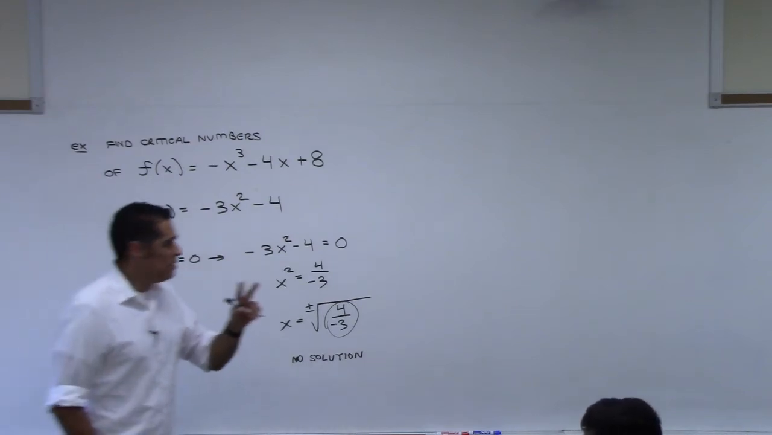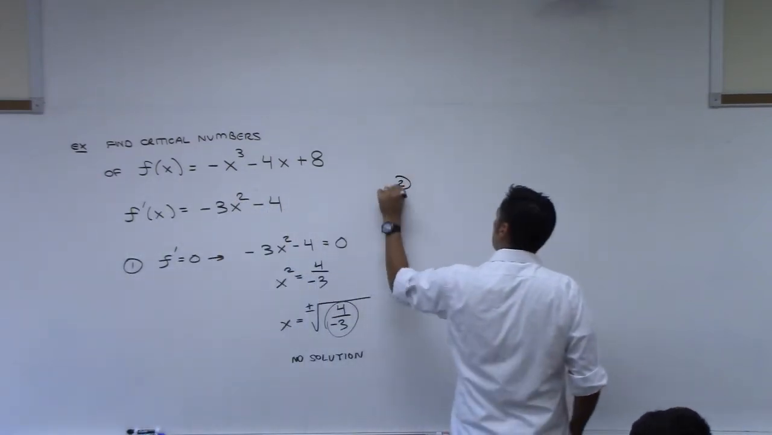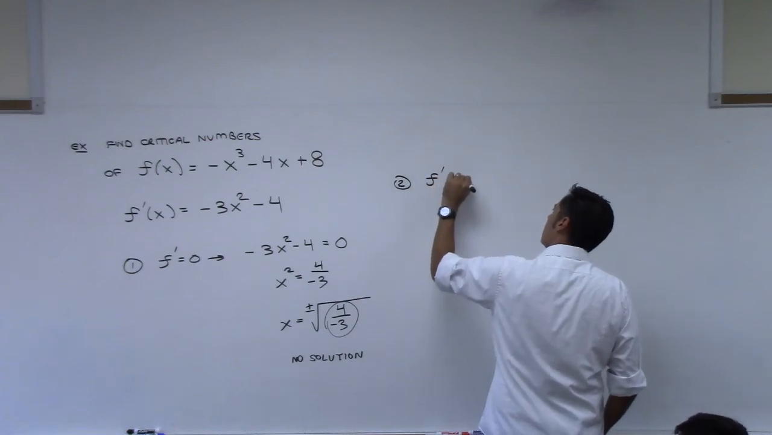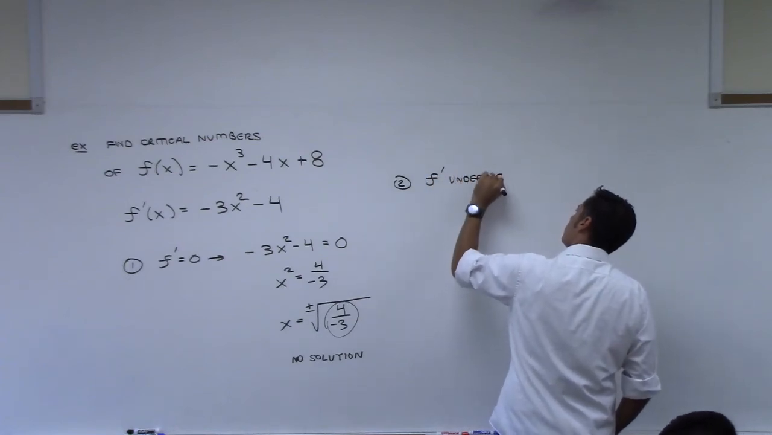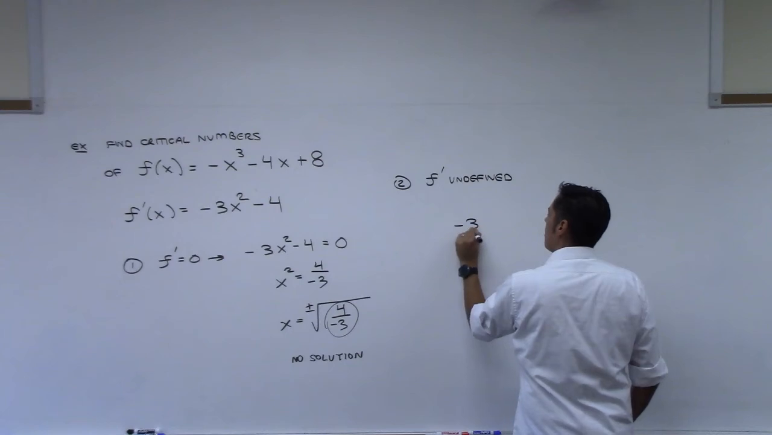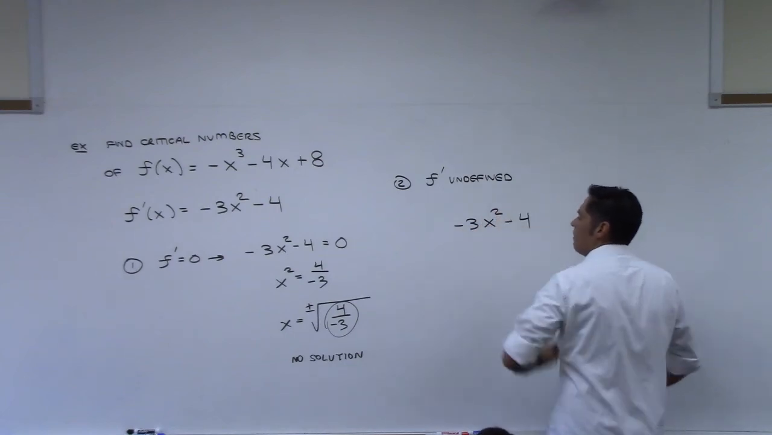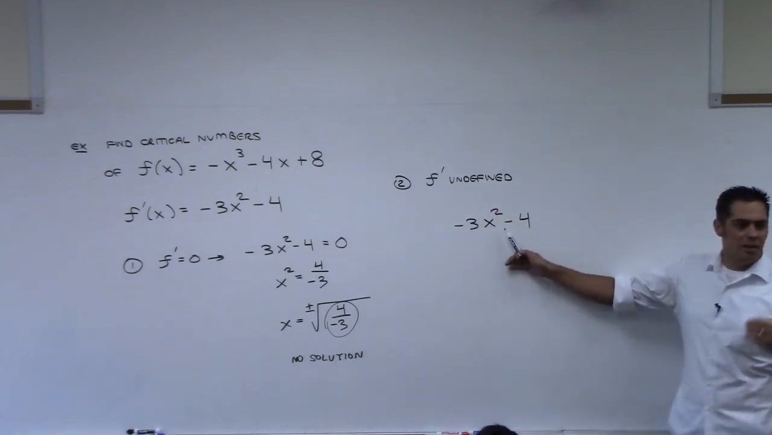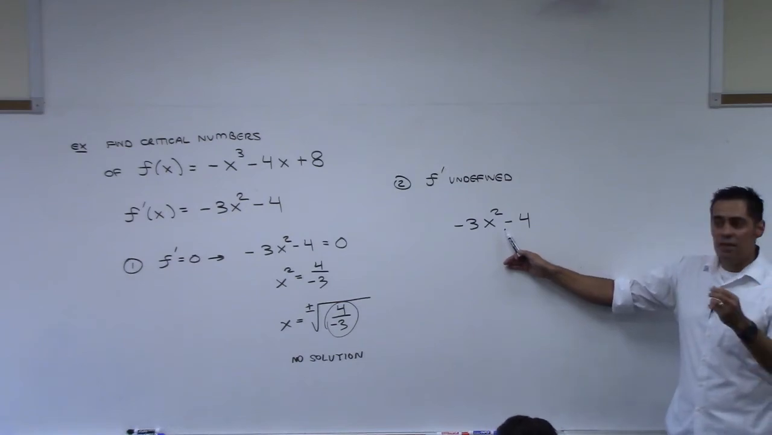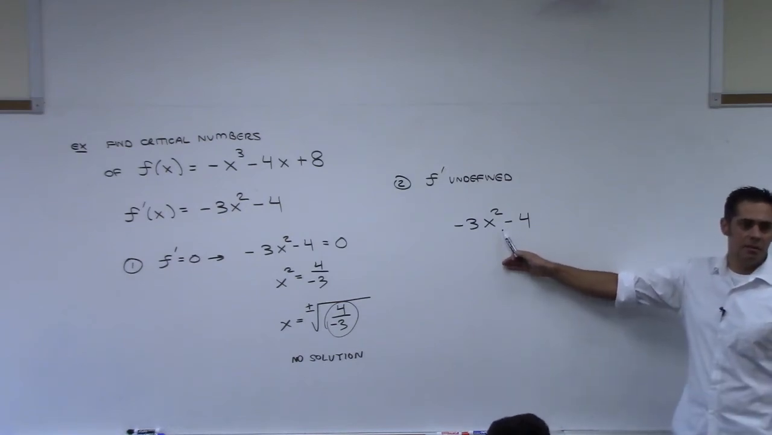The next thing we consider, the second thing, is anywhere that the derivative is undefined. So let's just take a look at that derivative. It was negative 3x squared minus 4. Is there any number that you can think of that you cannot plug into this?